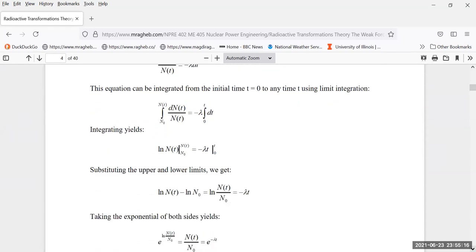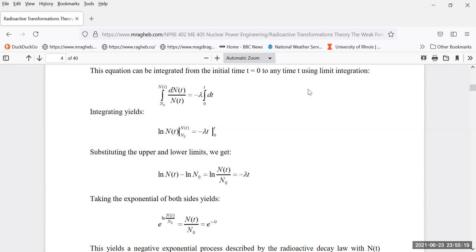Now we are going to use integration by limits. Let's learn how to do integration by the limits, because being basically taught before to use constants of integration can be confusing. Integration of the time is very obvious. It's from a time t equals zero to any arbitrary time t prime, which is basically a dummy variable. And corresponding to the time t equals zero, the initial number of atoms is n sub zero, to any upper limit time, n of t.